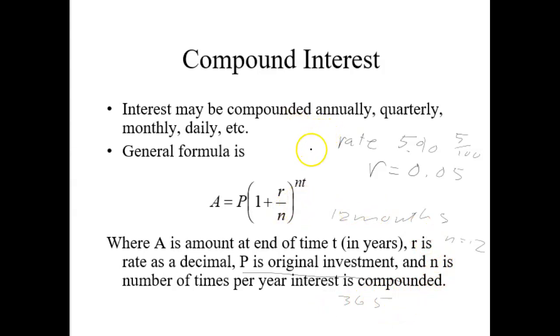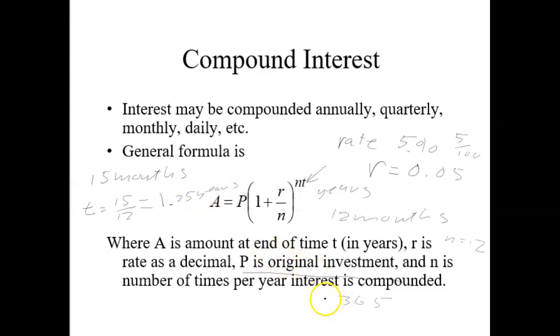And here is the key. This T, right there, that's always in years. If they give you months, let's say they say for 15 months in the problem, you have to use T is 15 over 12, which gives you 1.25 years. T is always in years in this formula.